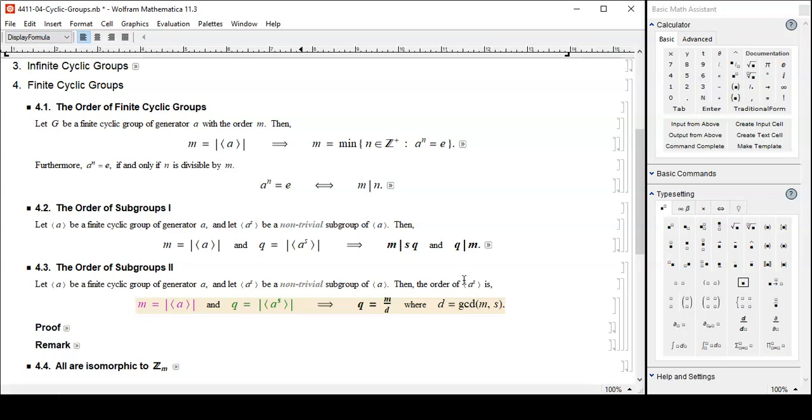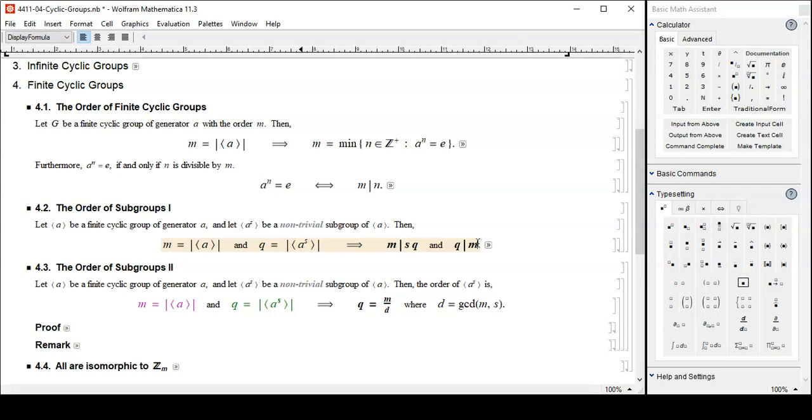That's interesting. Then why did we consider 4.2 to begin with? I mean, this is a stronger version. Why did we consider the weaker version to begin with? The reason is, in order to prove this stronger version, we're going to need this weaker version as a stepping stone. So we're going to use 4.2 to prove 4.3. That's why we did 4.2 beforehand.